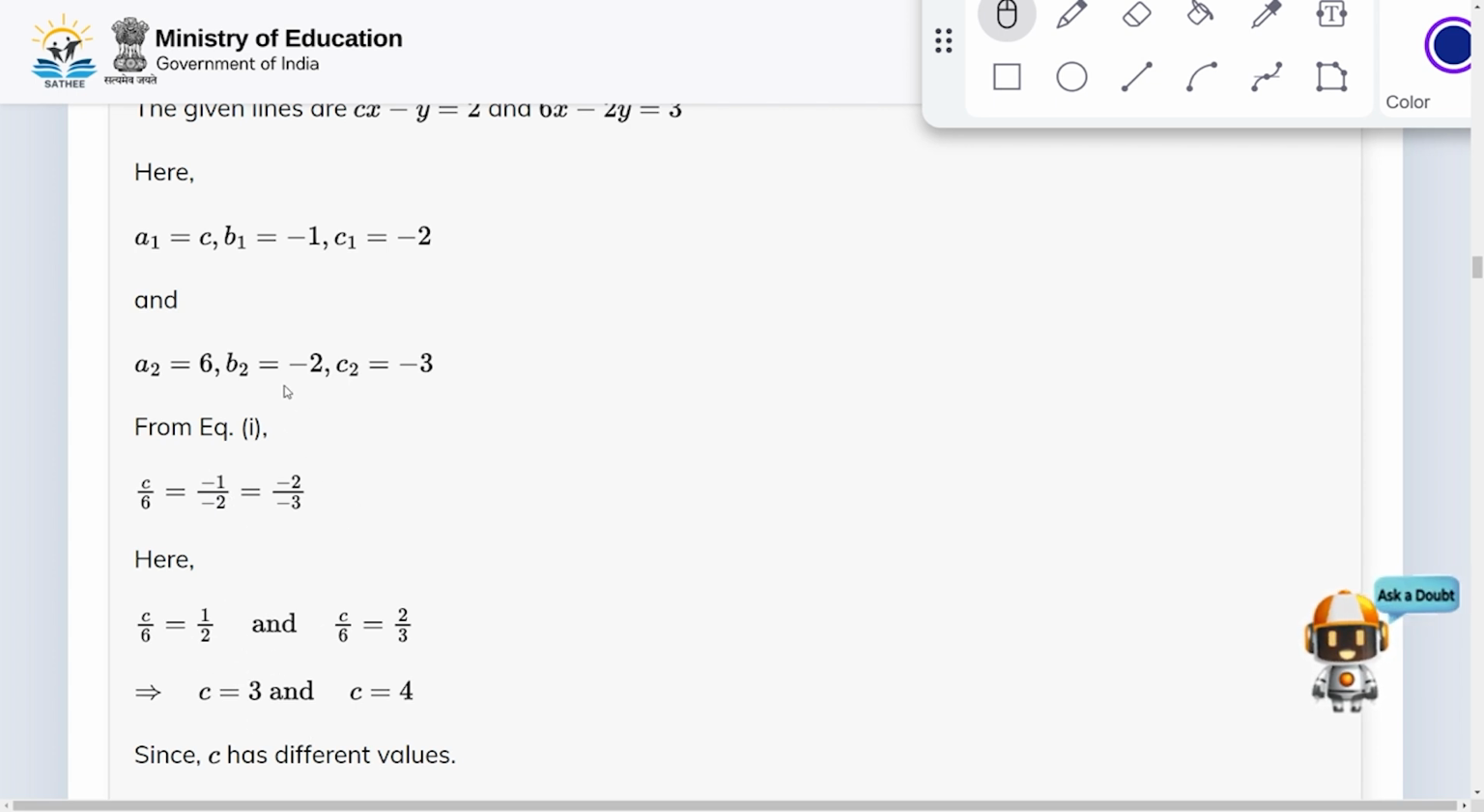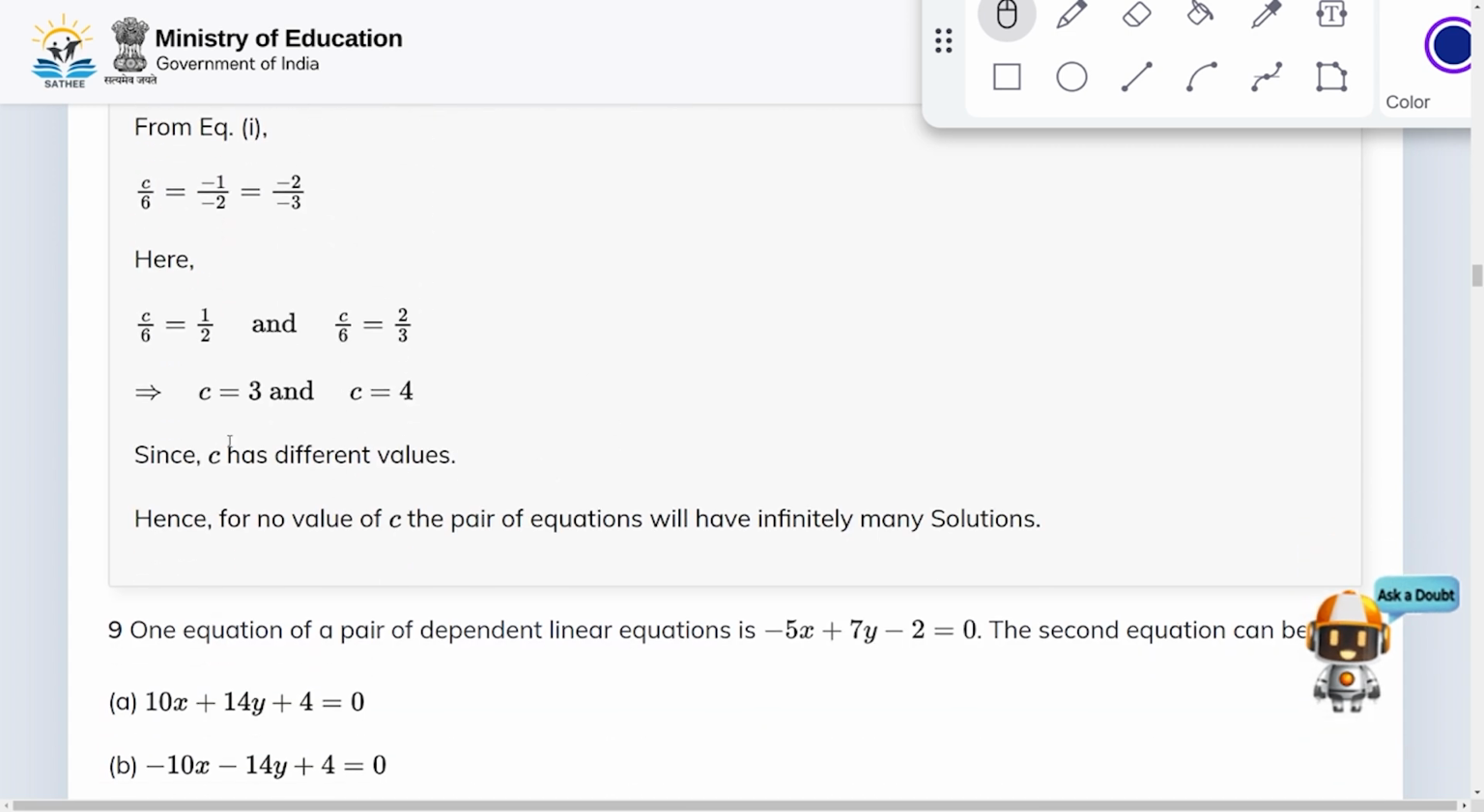And if you take the first and third ratio, then you'll get c by 6 is equal to 2 by 3, and it implies c is equal to 2 times 6 by 3, that is c is equal to 4. Okay, since c has different values, here we get one value of c is equal to 3 and the other value of c is equal to 4. So here we have basically two different values of c.